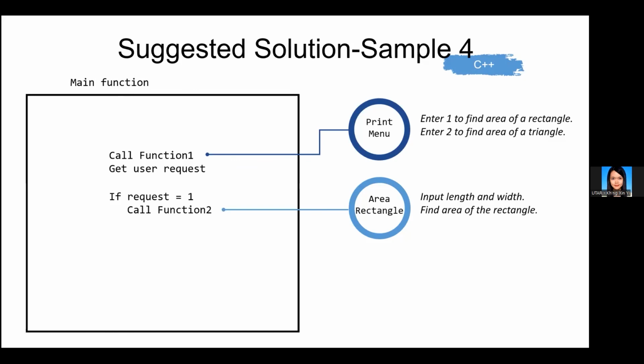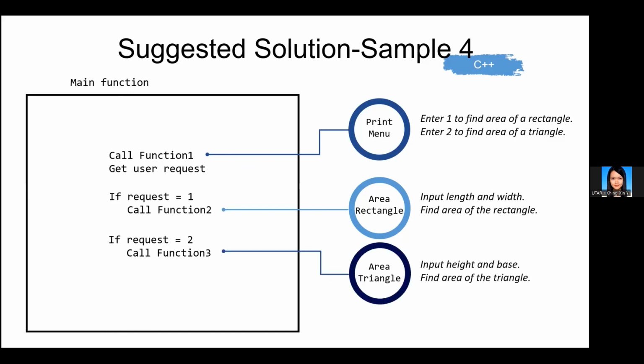Okay, and then if the request is equal to 2, we just call another function again. It's going to ask them to key in the height and the base in order to find the area of the triangle. So this is the flow where we show the menu and then we wait for the user request. Then we decide which functions we want to call to find the area of the rectangle or triangle respectively. Okay, but now there's a question.